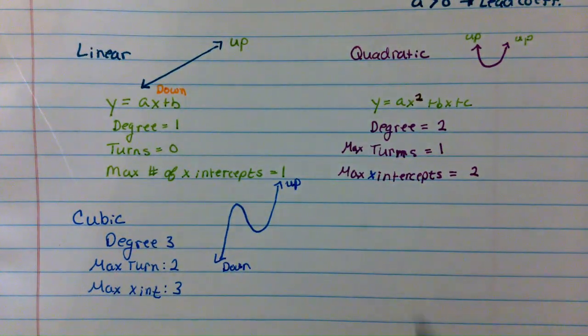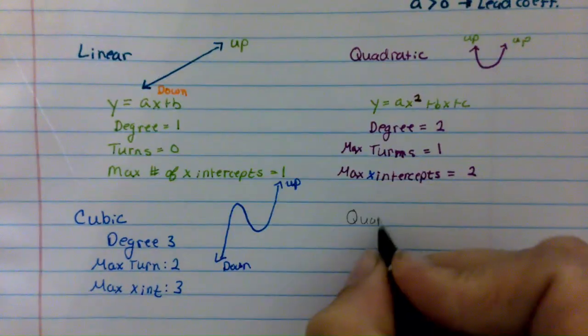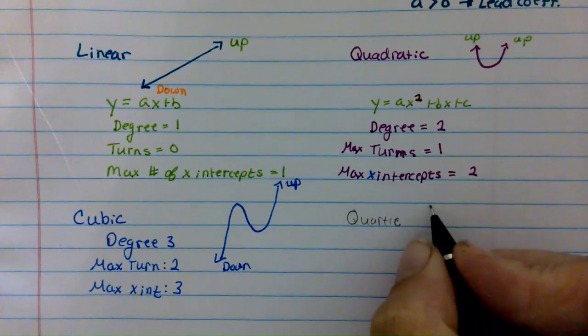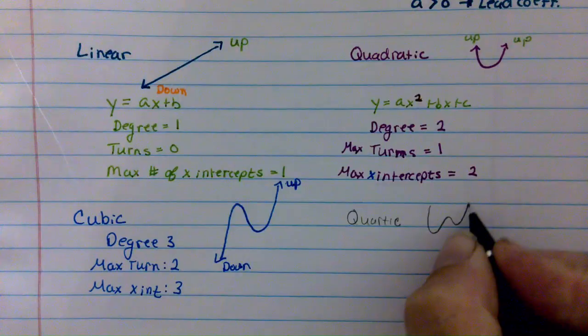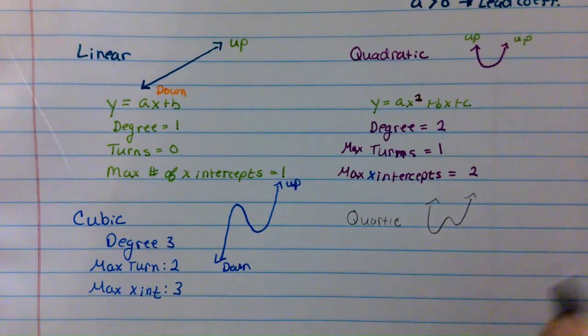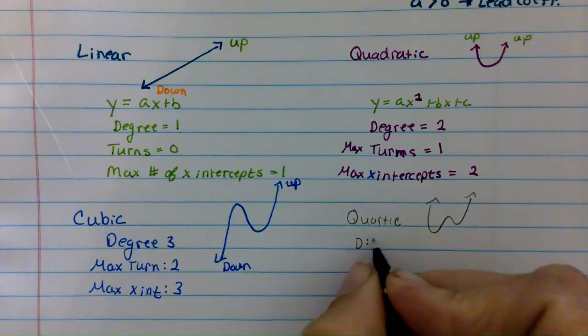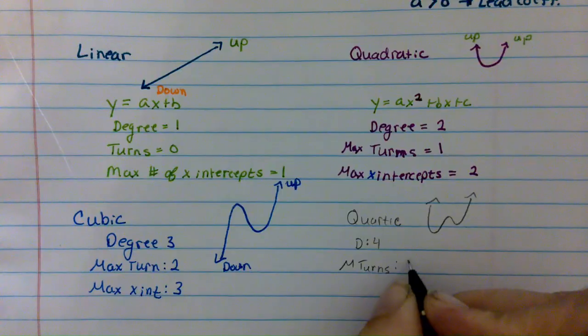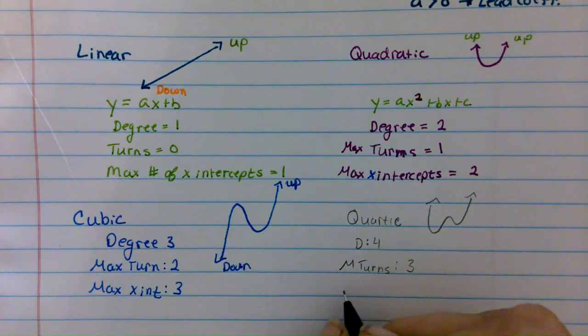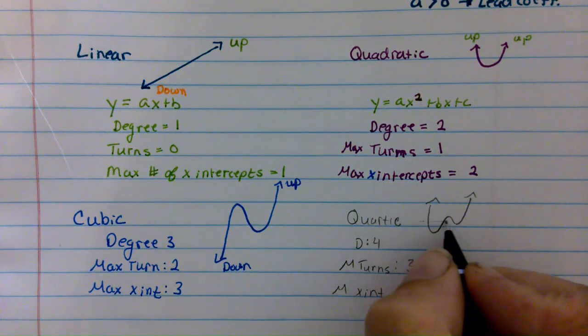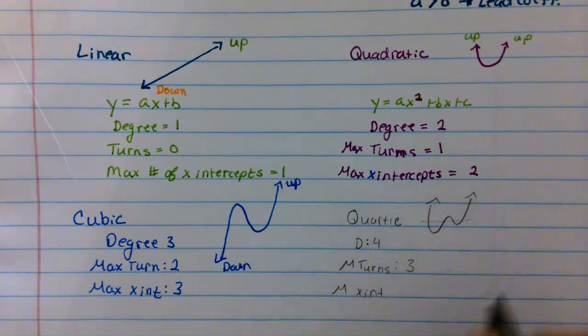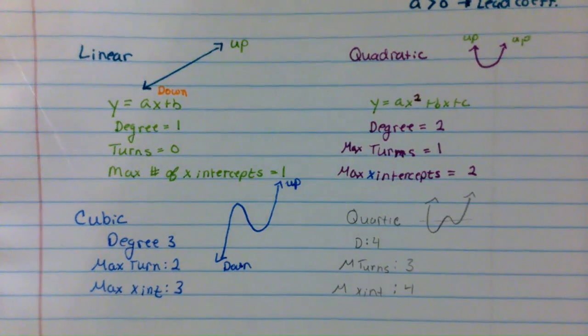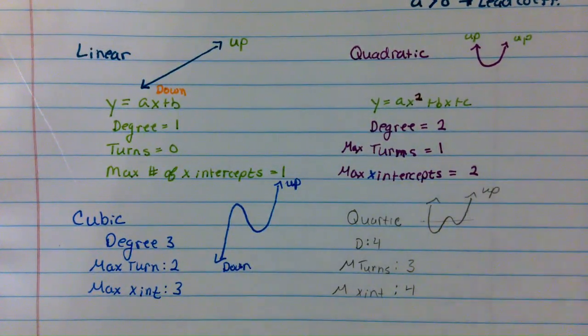And quartic is the last one I'm going to do. And we'll kind of get a W-ish kind of thing going. So quartic would be degree 4. The max number of turns, in this case we can see there's 3. And the max x-intercepts, if the x-axis were right here, it would cross up to 4 times. And again, it is up on the right. In fact, all 4 of them are up on the right.